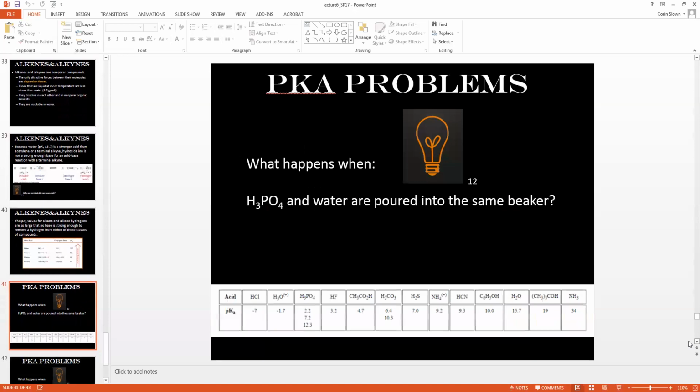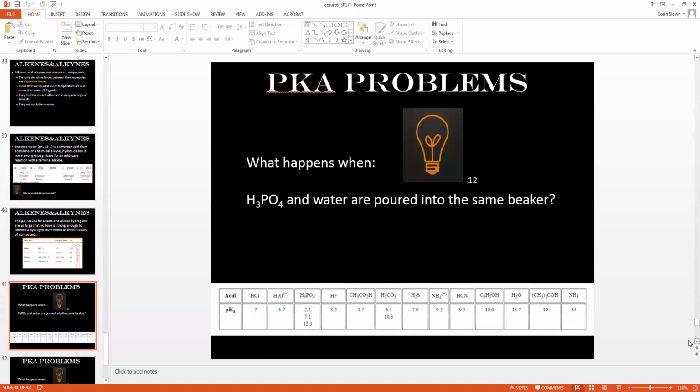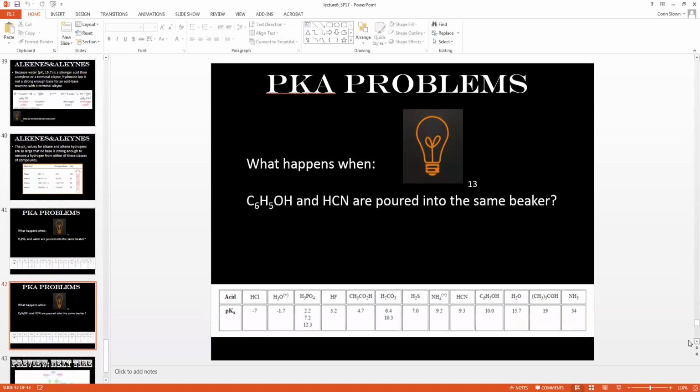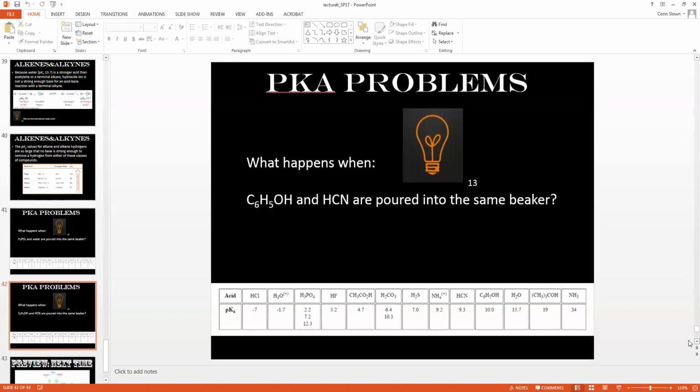Just as a quick recap, what happens when phosphoric acid and water are poured into the same beaker? We have a pKa table below. And another, what happens when phenol and HCN are poured into the same beaker? And again, you can use your pKa table below. These are great examples of quiz and exam questions.